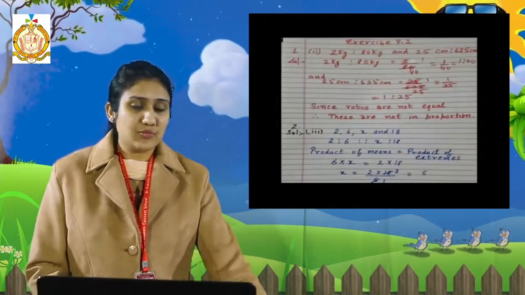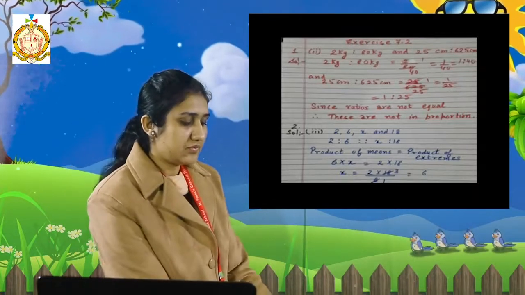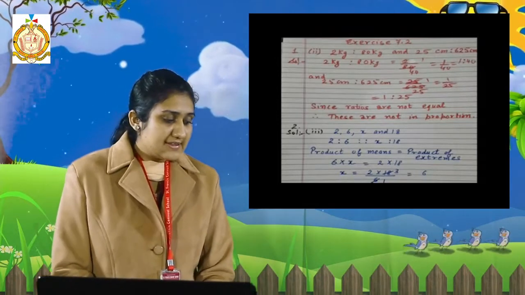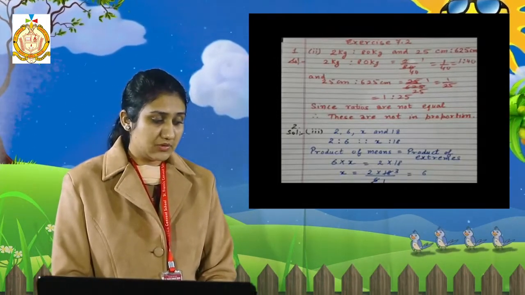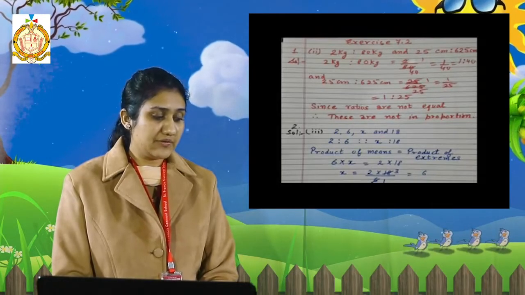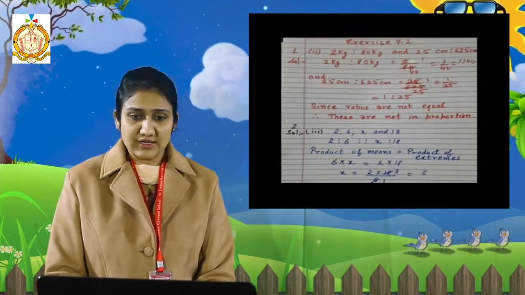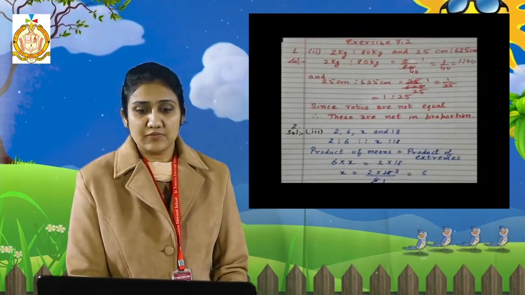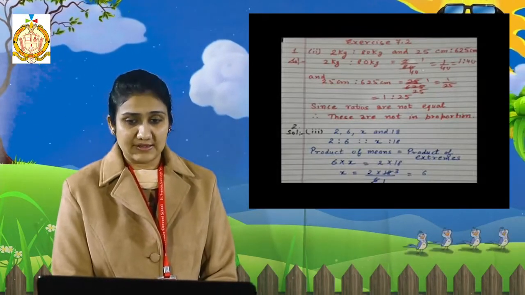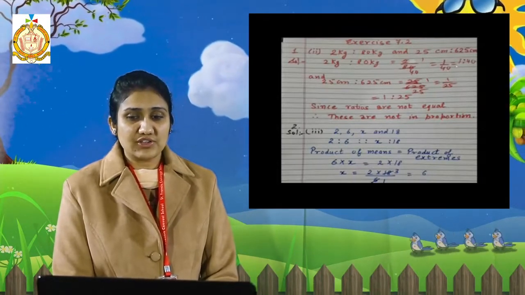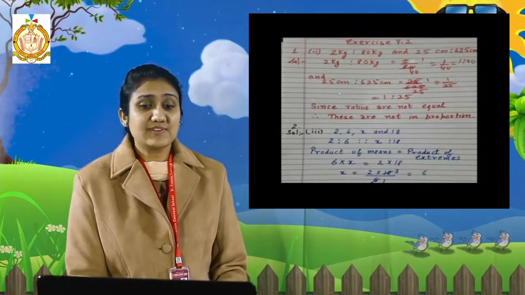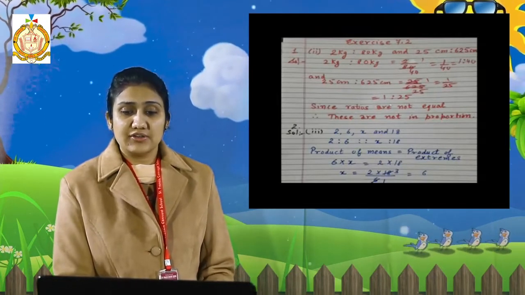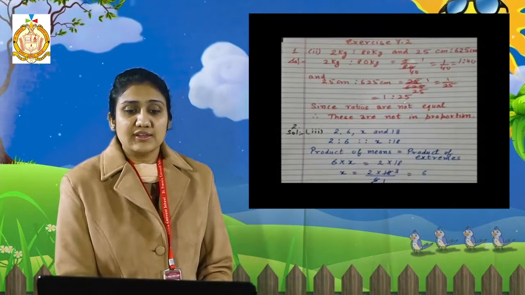See exercise 7.2. State which of the following are in proportion. Second sum, 2 kg ratio of 80 kg and 25 centimeter ratio to 25 centimeter. Firstly, find its ratio in simplest form, it is 2 divided by 80. Cancelling out the terms, we will get the ratio 1:40. And the next one is 25 centimeter, and cancelling out the terms, you will get 1:25.